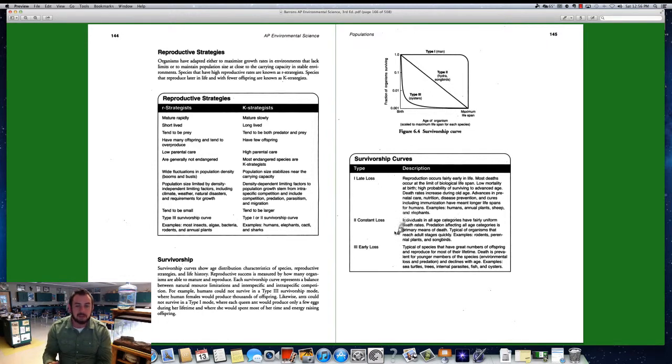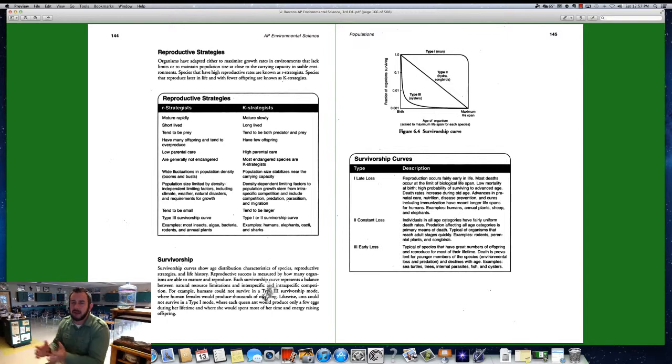For example, humans could not survive at a type 3 survivorship mode, where human females would produce thousands of offspring. I know you ladies could not handle that, and I hear you on that one. Just as I couldn't provide for thousands of offspring. Likewise, ants could not survive at a type 1 survivorship, where each queen ant would only produce a few eggs during her lifetime, where she would spend most of her time and energy raising those offspring. It just doesn't work out.